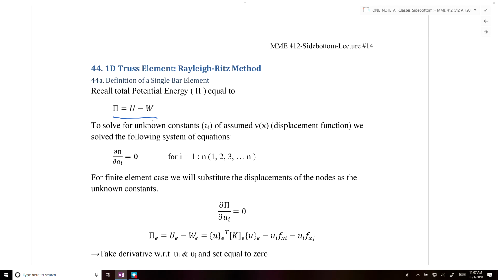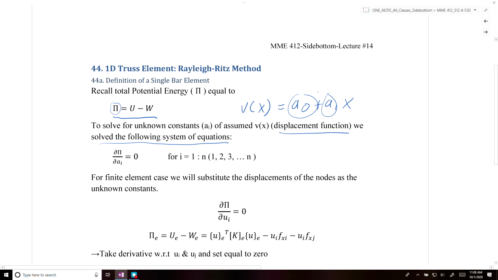So we said that we could assume some type of function v of x, where v of x was the displacement function. We were able to then solve a system of equations in order to determine any unknown constant. So typically we assume some type of polynomial in our system, something like a0 plus a1x. Right, and if we took the derivative of pi with respect to those unknown constants, we could then solve for those unknown constants.